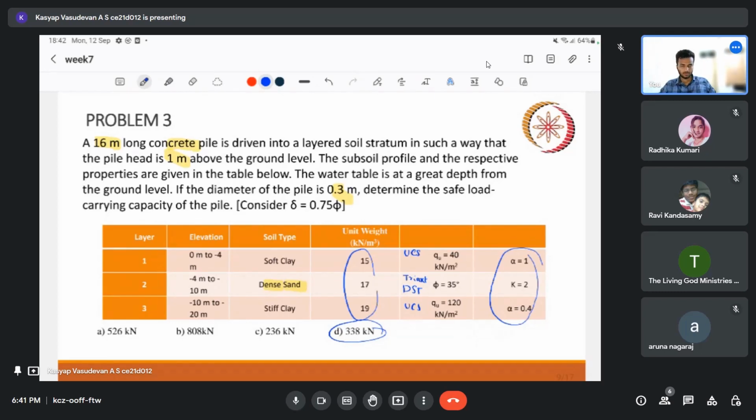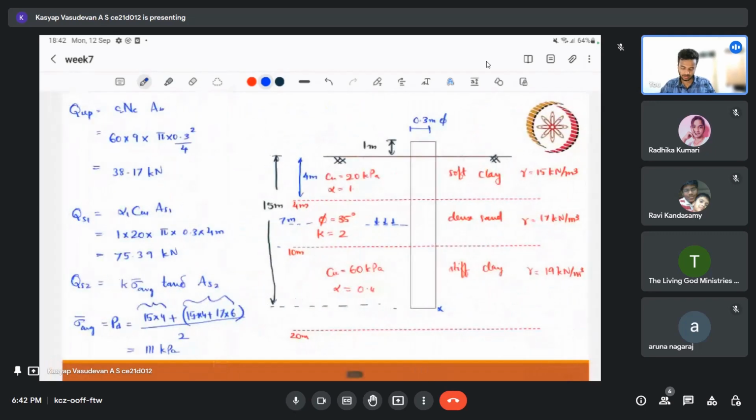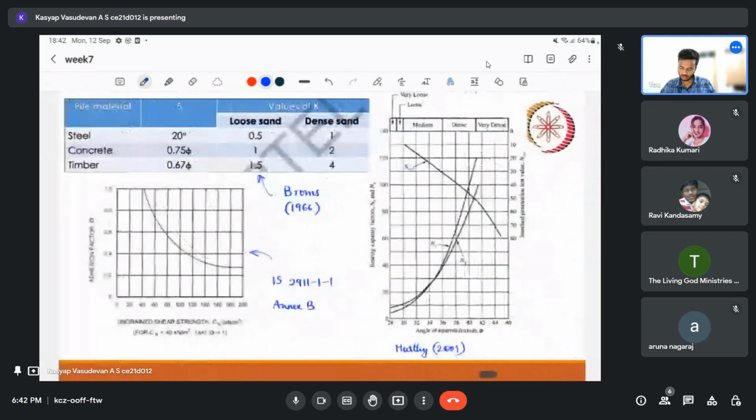Sir has already discussed that using a table, Broms' table. Delta and k values, Broms has given directly with respect to different pile materials. The IS code also suggests similar values, and in the IS code we have alpha. For alpha values we have a different chart altogether. This is the one I was talking about before, with respect to cohesion value as well as alpha, our adhesion value. You can utilize this also. We'll use this in this coming question.